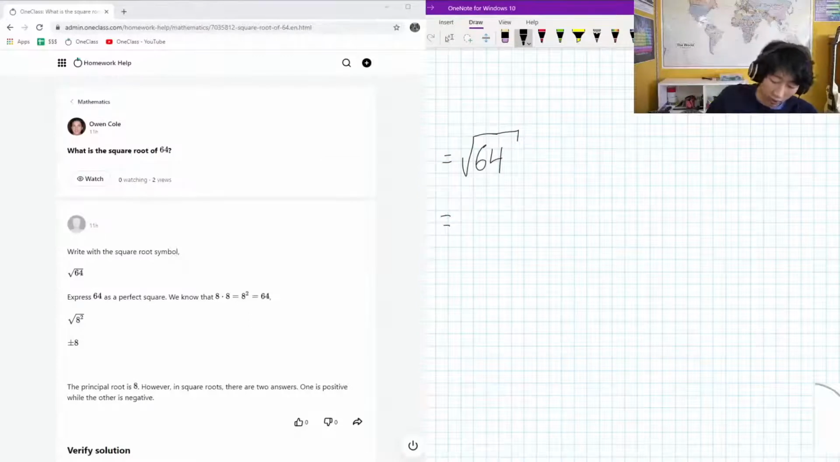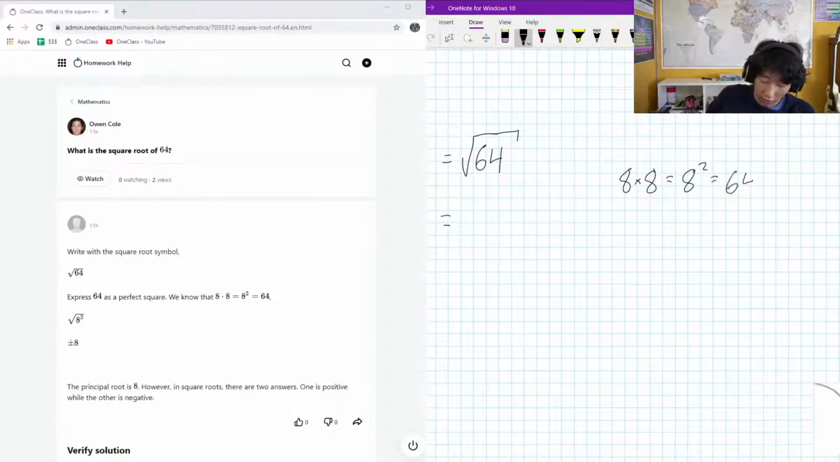But we know that 8 times 8 is equal to 8 squared, which is equal to 64. But is there another possible answer to this? And the answer is absolutely yes. Okay, let's think about this situation.